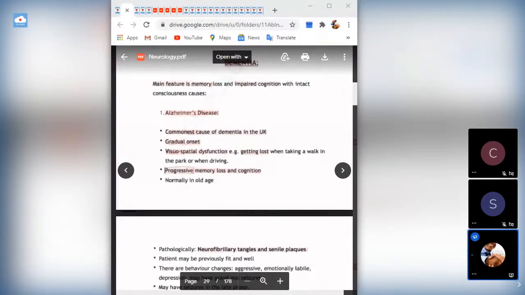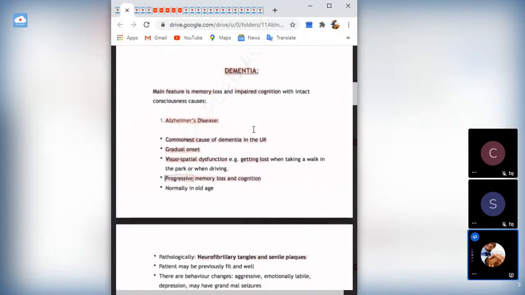So today we'll be talking about dementia, which is an example of a neurocognitive disorder. We're zooming in on the types of dementia, the common types of dementia, the symptoms that you commonly get, and how to differentiate one from the other.